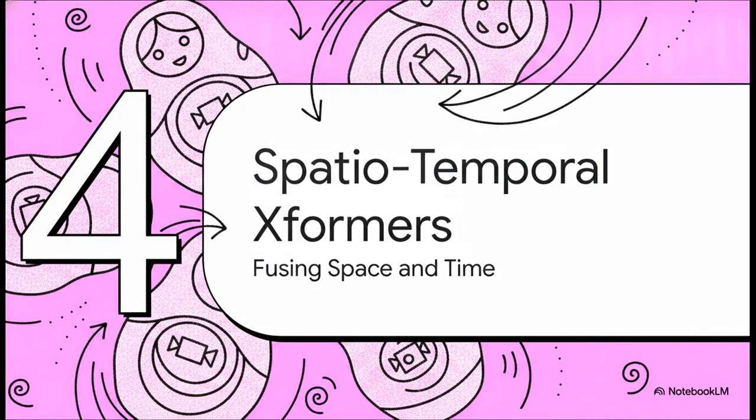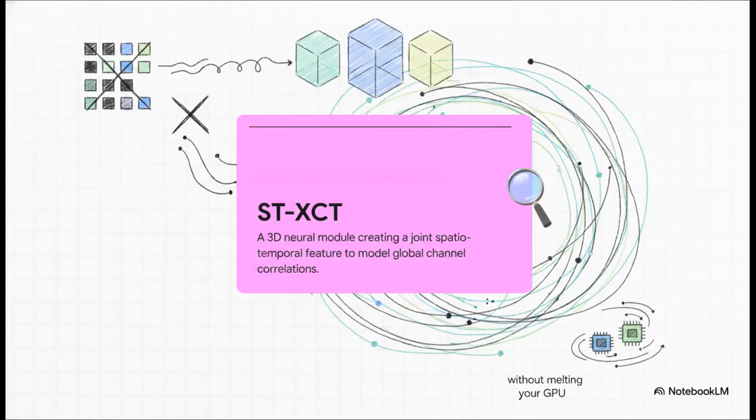Which leads us to spatiotemporal transformers. To solve that glaring inefficiency, researchers at Disney Research developed a way to fuse space and time together globally, much like a Matryoshka doll. The result of that research is the spatiotemporal cross-covariance transformer, or STXCT. This is a massive breakthrough.